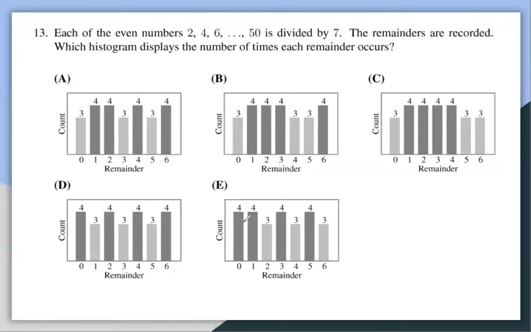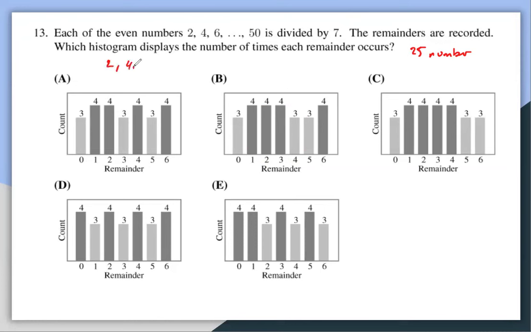Each of these even numbers on this list is divided by 7, and the remainders are recorded. Which histogram displays the numbers? Okay, so we have 25 numbers. Let's keep this in mind. You can find each by listing the divisors and so on, but I'll take mod 7, so that will make it a bit easier.